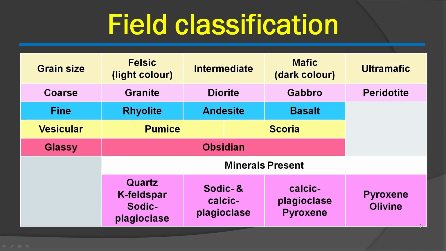Here we have the field classification. As we know, when we go to the field, we do not have access to many mineralogical instruments which can provide us with quantitative data. Here, most of the classification is based on what we see in textures. Textures can be of various types: grain size variations such as coarse and fine, vesicular, and they may be glassy as well.